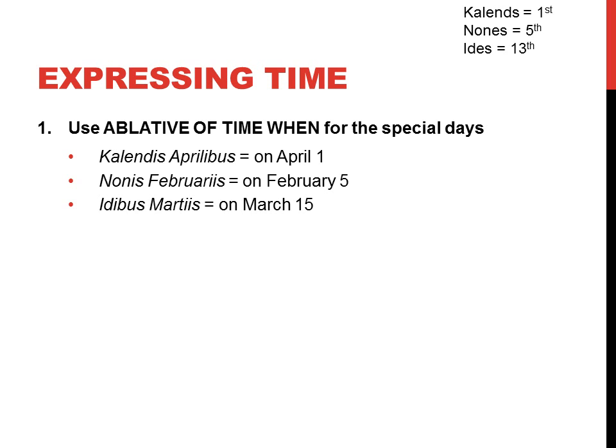So if I want to say on April 1st, I simply say calendis Aprilibus. That's on the Kalends of April, most literally. And then again, calendis, ablative. Aprilibus, ablative. If I wanted to say on February 5, on the Nones of February, that is nonis Februariis, ablative of time when. And on March 15, we just talked about this, on the Ides of March, watch out, Caesar, idibus Martiis. Idibus Martiis, on the Ides of March. So on March 15. So that's the easiest way. If I'm on the Kalends, Nones, or Ides, I simply take that noun and put it in the ablative. And then I take the accompanying month that I'm in, and I put that in the ablative as well, and I'm done.